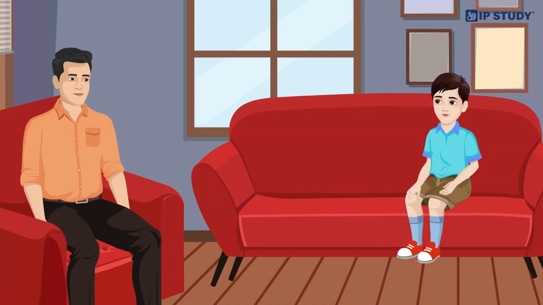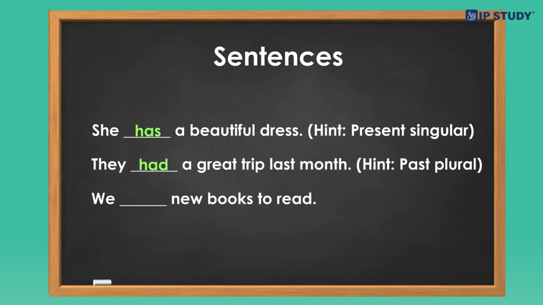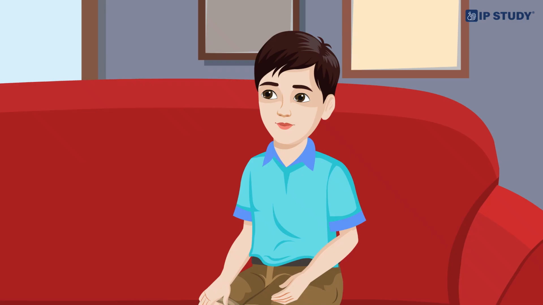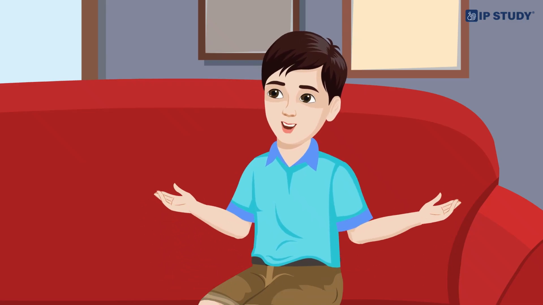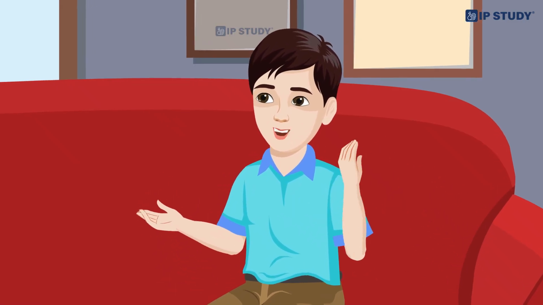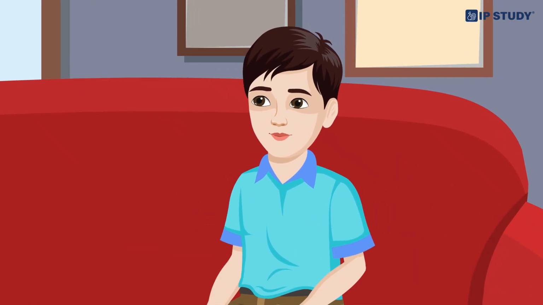Great, last one. We new books to read. Hint, present plural. We have new books to read. Great job, you got all of them correct. Thanks, Dad. Now I understood when to use has, have, and had.